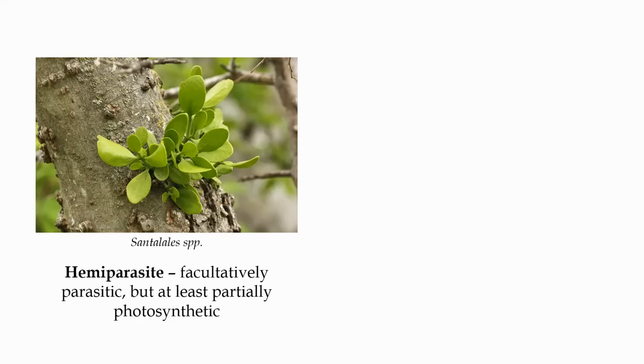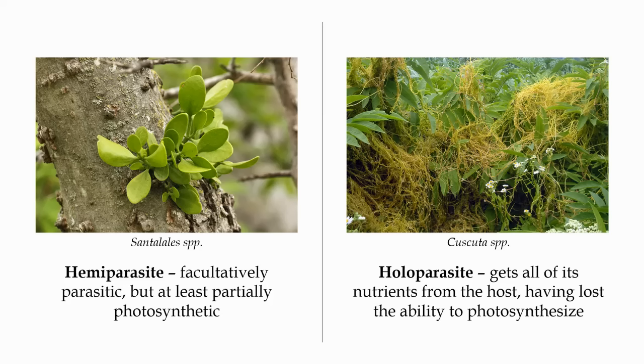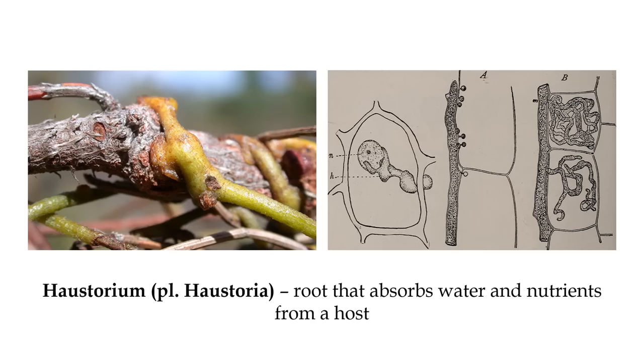Some parasitic plants are hemiparasites, still gaining some portion of their energy through photosynthesis. But if parasitism proves to be a more effective way of obtaining energy than sunlight, like for example in the dark understory of the rainforest, they may evolve into holoparasites, gaining all of their nutrition from parasitism and losing the ability to photosynthesize entirely. The key adaptation that all parasitic plants have in common are haustoria, or specialized roots that can penetrate the tissues of host plants and absorb nutrients from them.